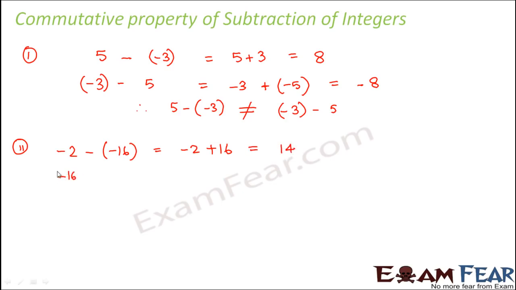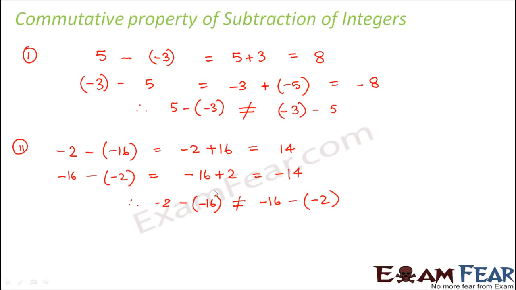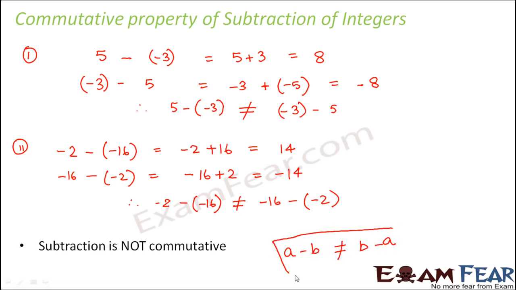Now let's reverse the position of the integers. So this becomes minus 16 minus minus 2, which is equal to minus 16 plus 2, which is equal to minus 14. So here again we see that minus 2 minus minus 16 is not equal to minus 16 minus minus 2. So now with these examples, we can very clearly say that subtraction is not commutative. So for any two integers a and b, a minus b is never equal to b minus a.